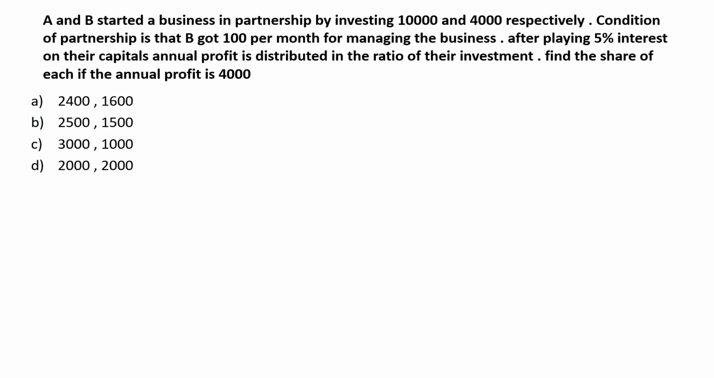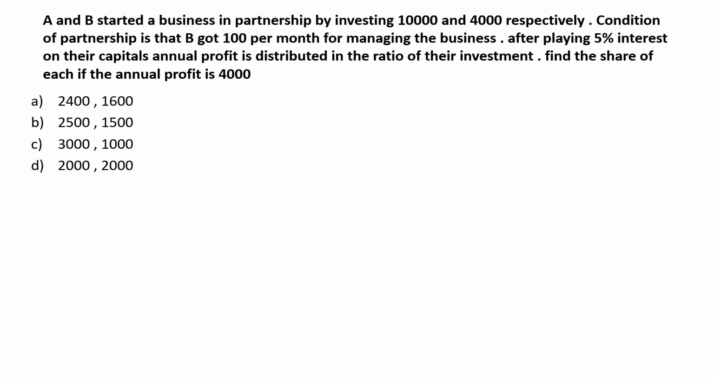A and B started a business in a partnership by investing 10,000 and 4,000 respectively. Condition of partnership is that B got 100 per month for managing the business, and after paying 5% interest on their capital, the annual profit is distributed in the ratio of their investments. Find the shares of each if the annual profit is 4,000.